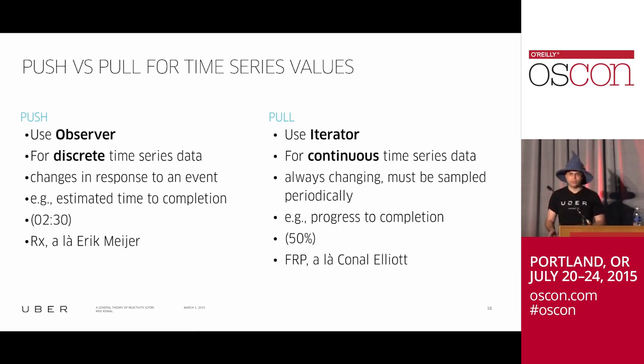And on the other hand, if you're writing something that is pushing the estimated time to completion, you're going to create an iterator out of that so that you can update the underlying start time and end time and then compute your progress at any given time from that. So if you're interested in observers, definitely look into the work of Erik Meijer and Rx. FRP is where this notion of behaviors or continuous variables comes from. So definitely look into the work of Conal Elliott and the FRP world.